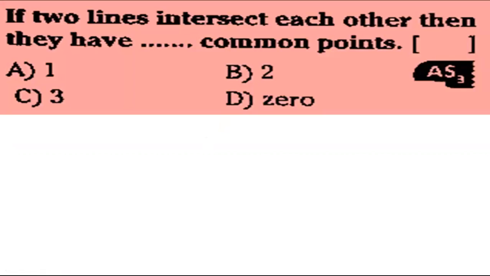Next question. If two lines intersect each other, then they have dash common points. If we take a rough picture, let us say we have two straight lines intersecting each other. They have how many common points? This is the common point. Common point is only one. Option A is correct.